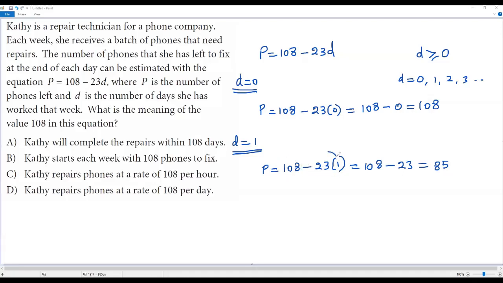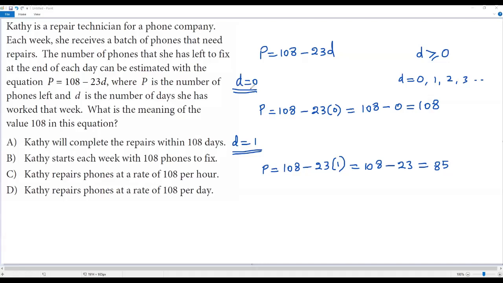So what do we have to understand from this? She fixed 23 phones. She fixes 23 phones in just 1 day. Totally she started with 108 phones. So if she works for 1 day, she fixes 23 phones. Then the number of phones left at the end of the first day will be 85. So I think now we can understand the meaning of 108.